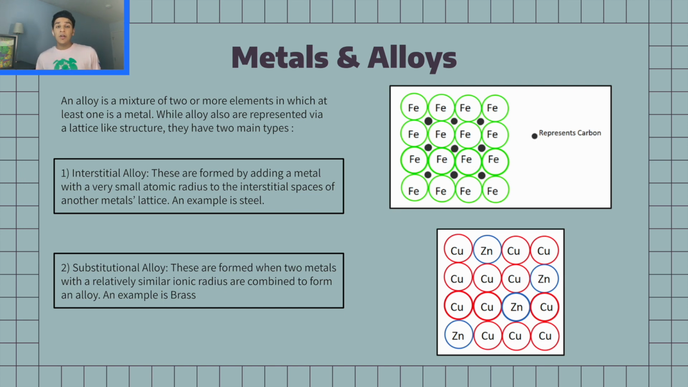Now, one thing I wanted to point out before we move on is that both interstitial and substitutional alloys can have more than two elements, as I pointed out in the definition of an alloy. But you will more commonly only see mixtures of two elements in alloys in the course of AP Chemistry.